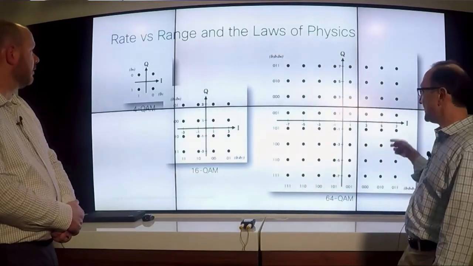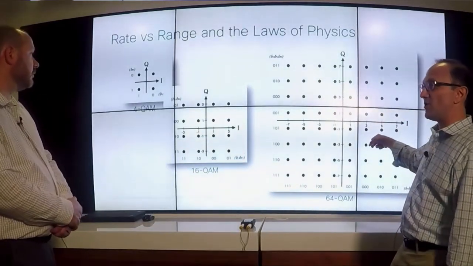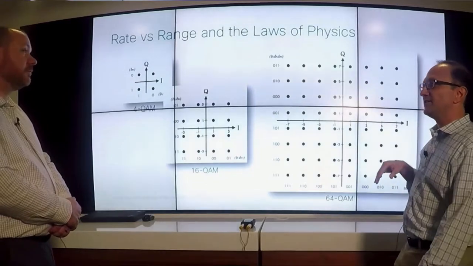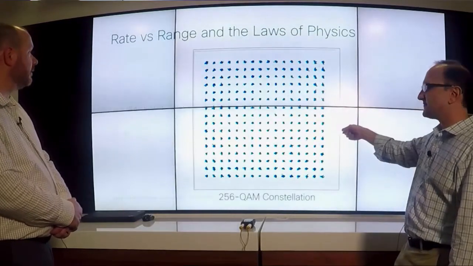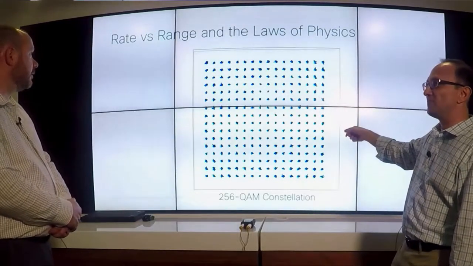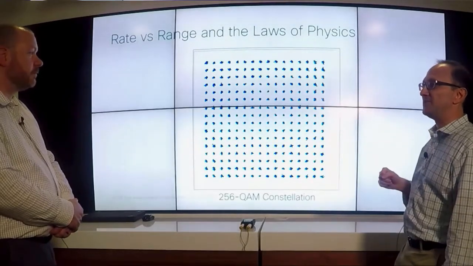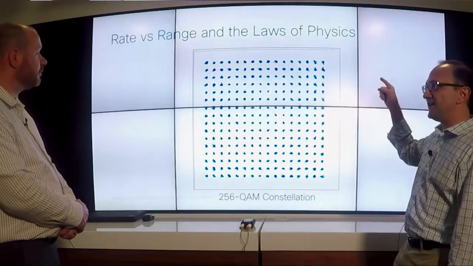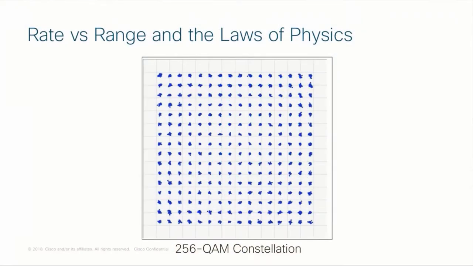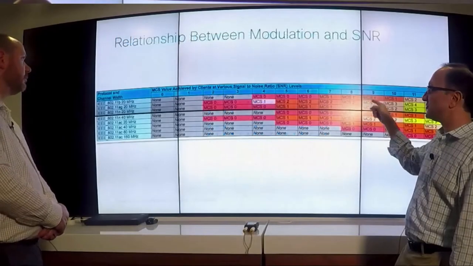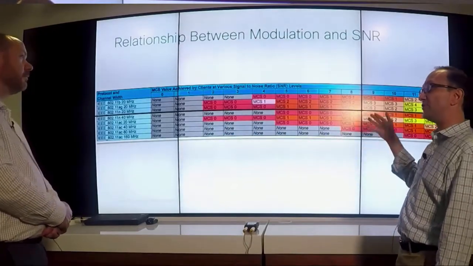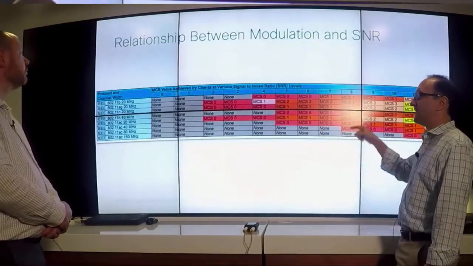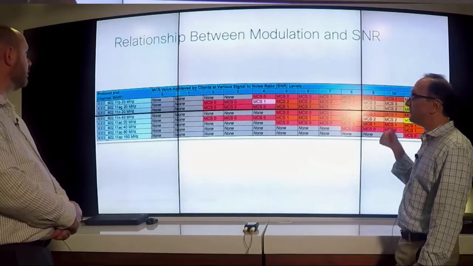No data rate. Boring. You don't even care about 64 QAM, because that's what we did with 11N. This is 256 QAM, which we're doing with 11AC. Think of the signal-to-noise ratio I need for that. And in fact, we can calculate it. There is a direct relationship between the modulation scheme and signal-to-noise ratio.